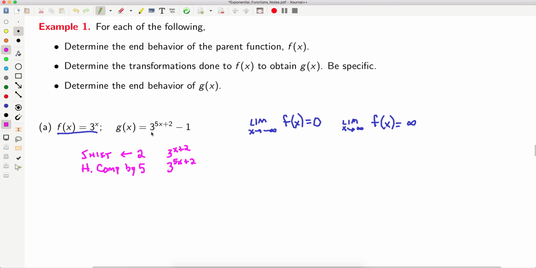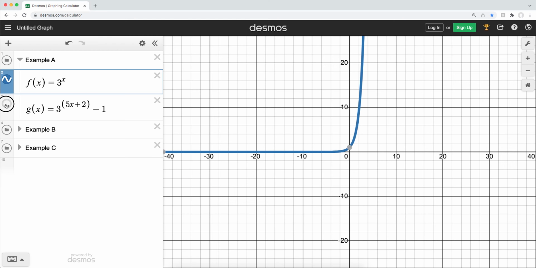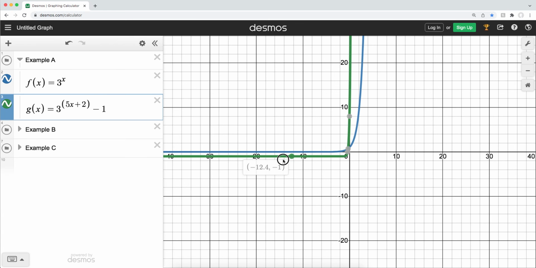We don't have any multiplication by any negatives going on, so there are no reflections across any axes. But we are subtracting 1 from our function, so subtracting 1 is going to shift the graph down 1 unit, and that's going to be the result of the 3 to the 5x plus 2 and then the minus 1. So it's going to move that graph down 1 unit. If we take a look at the graph of g of x, notice now that as we go further to the left, our end behavior, our horizontal asymptote, is now at negative 1. So that vertical shift moves our horizontal asymptote down by that much.